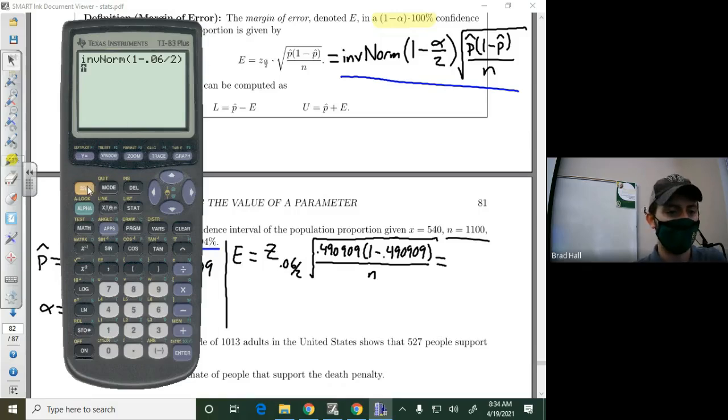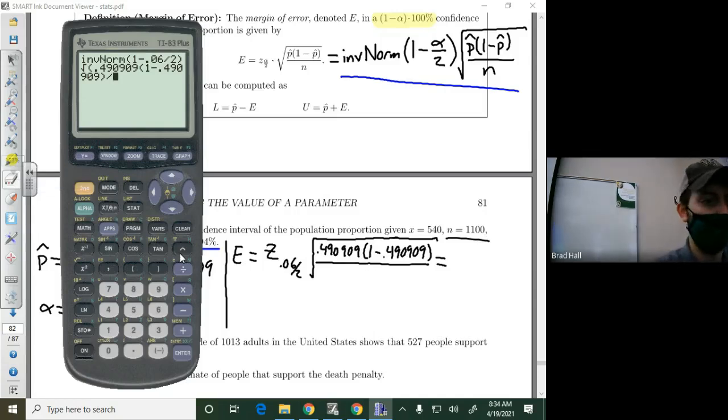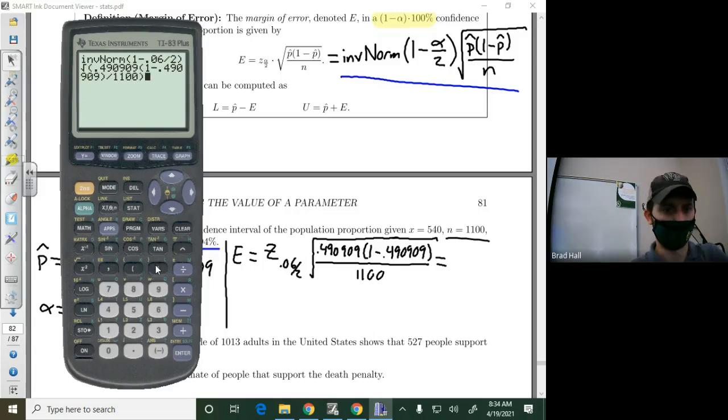And then you can tack onto it the square root of 0.490909, parentheses, 1 minus 0.490909, close parentheses, divided by n. I don't know why I didn't just write n in on the paper here. N was 1100. Close parentheses. There's a lot of parentheses going on here, and if you leave one open or close one too soon, you might mess this up.